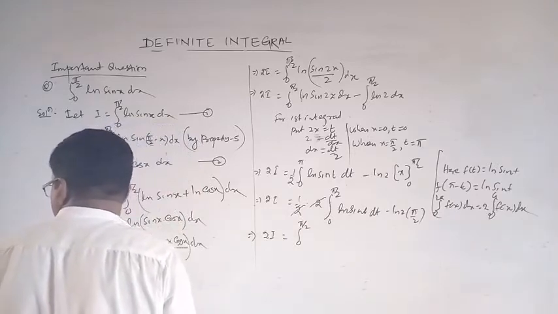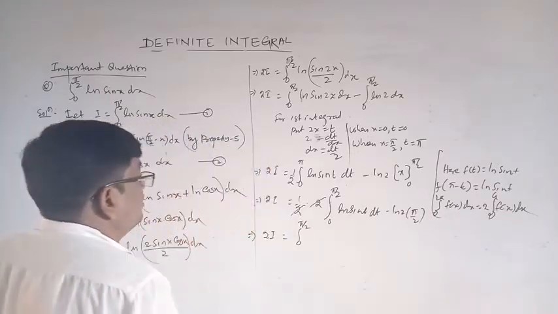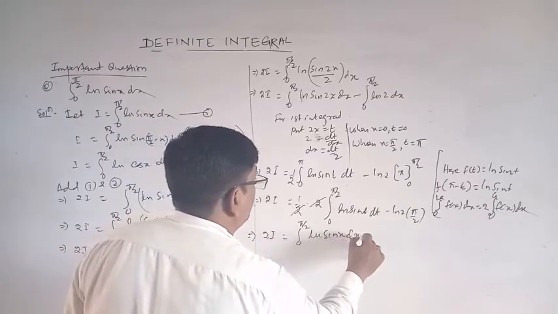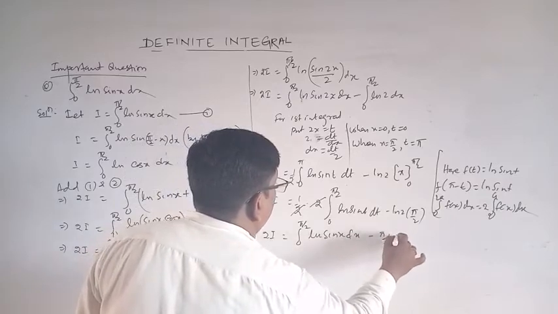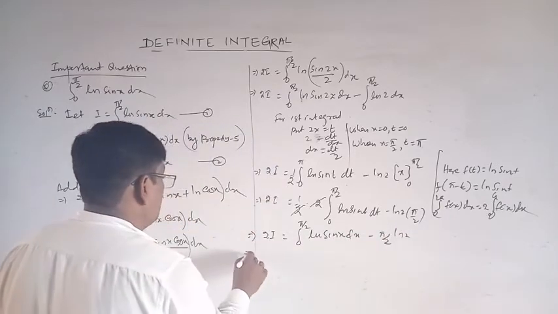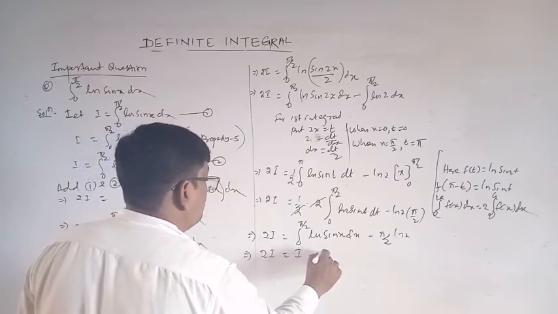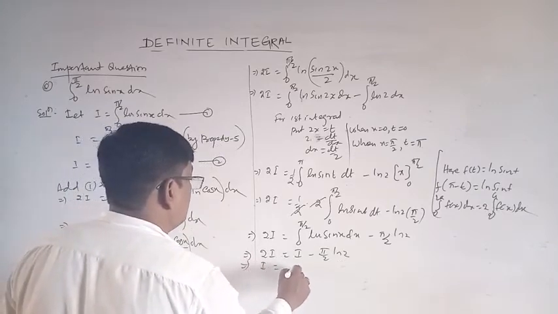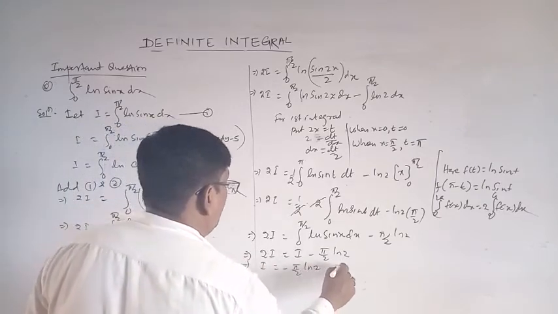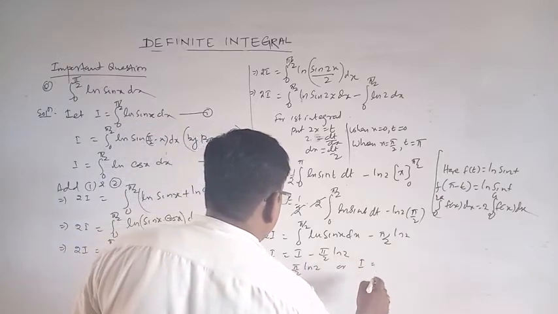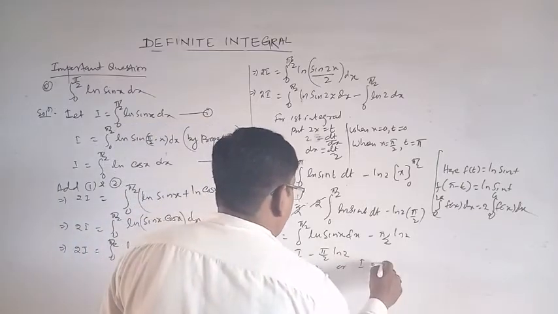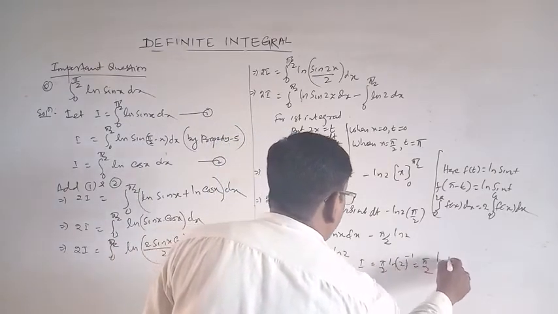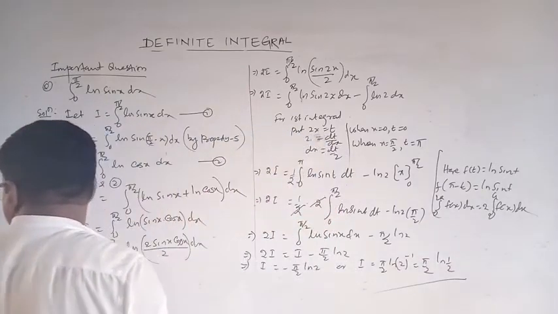The definite integration is independent of what? Variable change. So 0 to pi by 2, this is log sin x dx. Okay, and minus pi by 2, and this is log 2, and this is equal to 2I is equal to I minus pi by 2 into log 2. So 2I minus I means I is equal to pi by 2 into log 2, or we can write I is equal to pi by 2 log 2 to the power minus 1, that is equal to pi by 2 into log 1 by 2. This is answer.